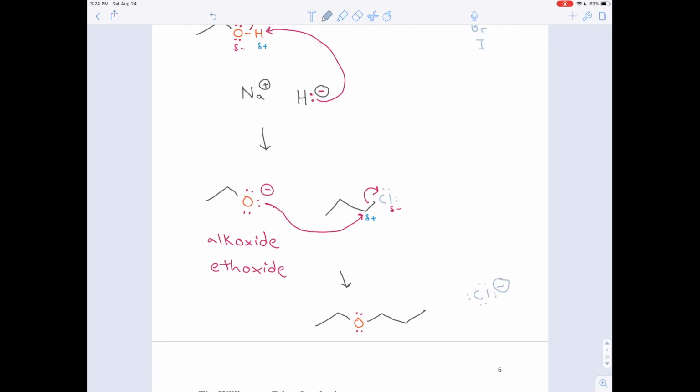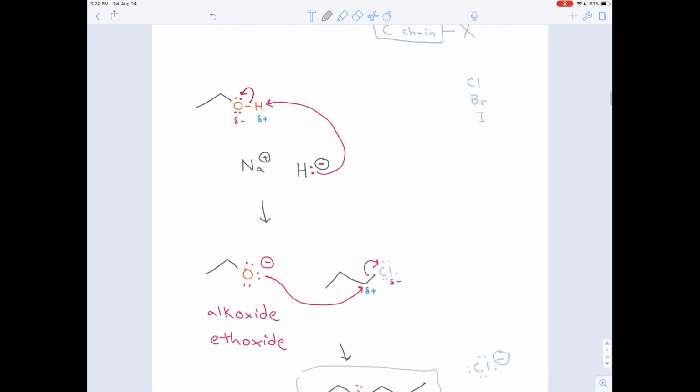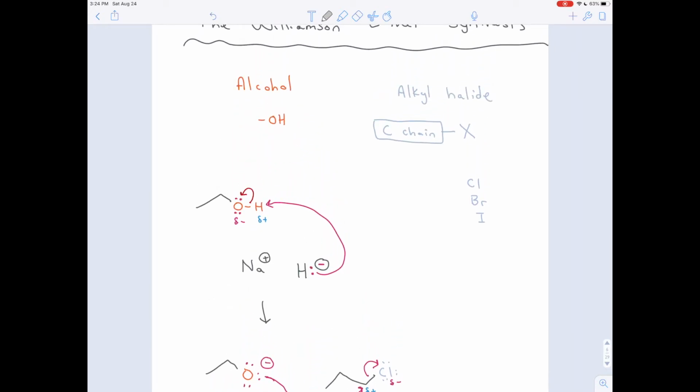3 of these lone pairs were already on there. This 4th one came from the bond. So notice that what we ended up with, right down here, is an ether. Right? We've got that oxygen with 2 carbon chains on each side. So we ended up with an ether, and we made that ether by combining an alcohol with an alkyl halide.